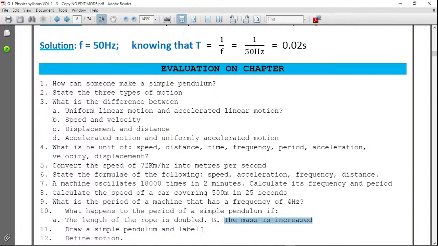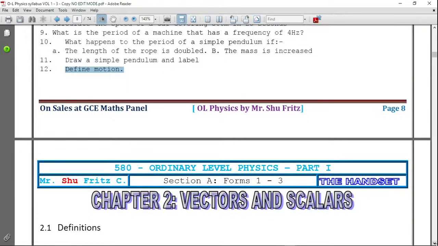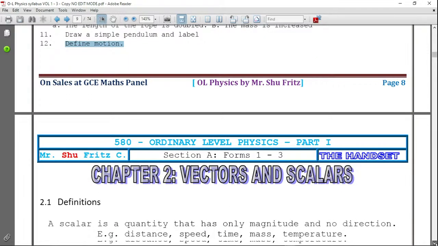Now draw a simple pendulum and label it. Define motion. Okay, guys, this brings us to the end of chapter 1.